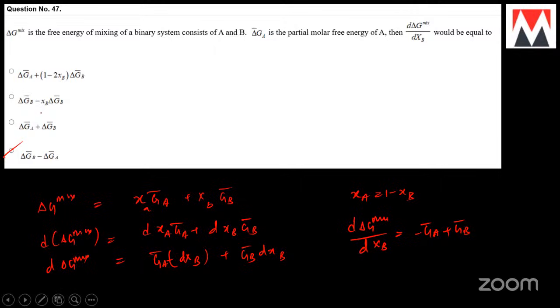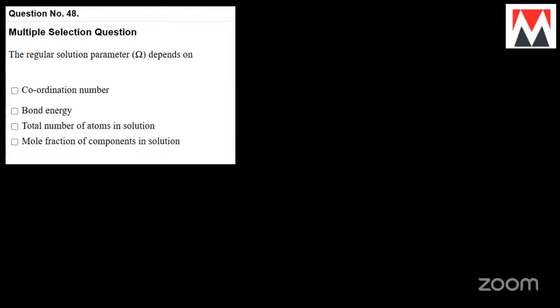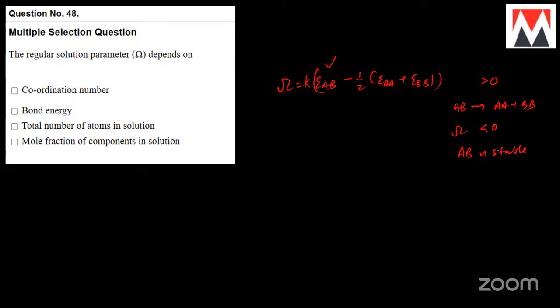The solution parameter, what does this depend on? See here, tau you can write as some factor K into EAB minus half of EAA plus EBB. This decides it. If this bond energy is more, the overall value will be positive, meaning this energy is higher, so AB always wants to dissociate into AA and BB. If this value is less, your delta G is negative. Whenever the regular solution parameter is negative, AB is always stable, so it will form a solid solution or a miscibility gap.